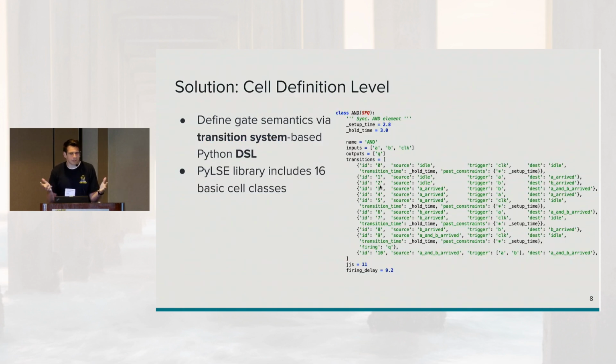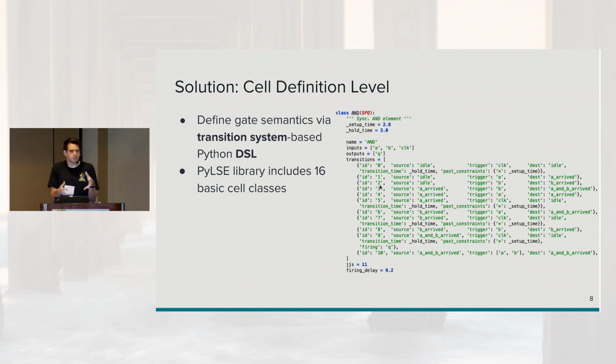So what does that look like in our library? We chose Python so that it would be pretty straightforward. This is a synchronous AND gate. And as I just talked about, it looks like a labeled transition system, and so that's how we're going to specify it. We specify the setup and hold time, some other firing delay information, and mainly we just have this transition key-value store where you specify states with transitions, source, target, and their labels. So it's a transition system, Python DSL.